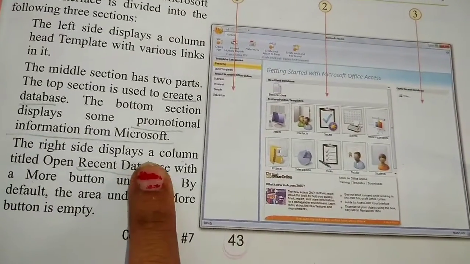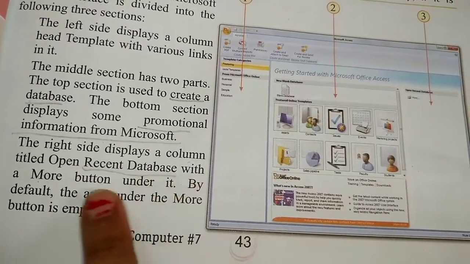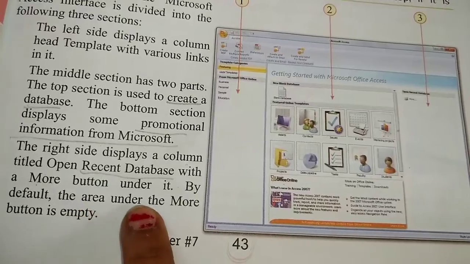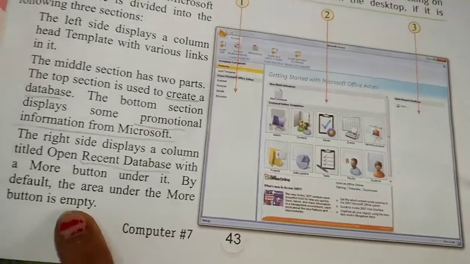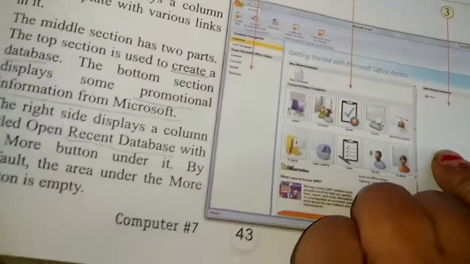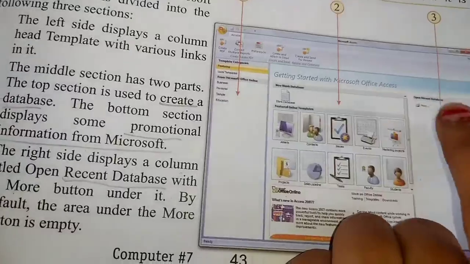And the right side displays a column titled Open Recent Database with a More button. By default the area under the More button is empty. This is for previous files, which files we have already accessed. You can open them from this side.